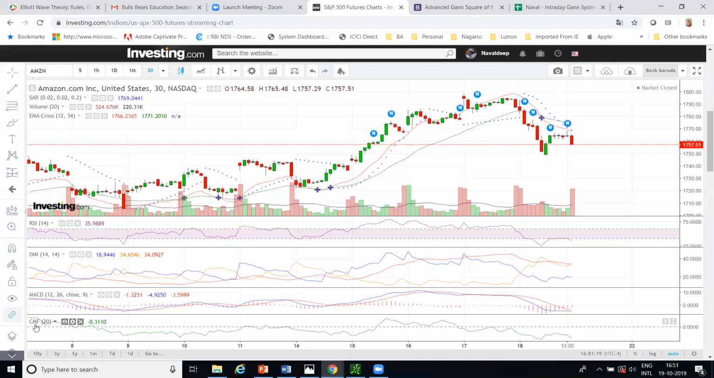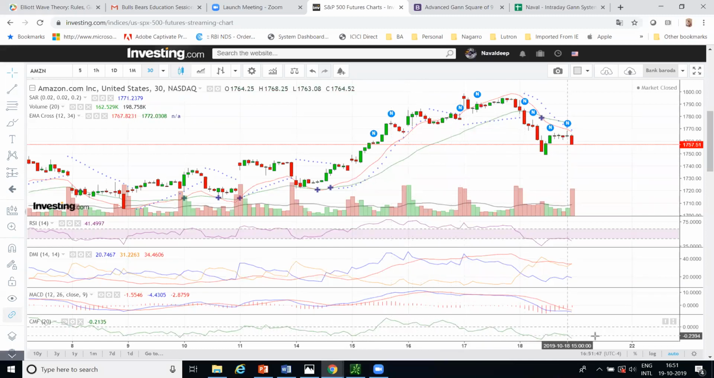And Chaikin money flow is an indicator which helps you understand whether there is any distribution going on or any accumulation going on. Anytime there is distribution, you will see it downwards. So in this Amazon chart, say, there's a huge distribution on the 17th and 18th. The big funds were selling here. Before that, they were buying.